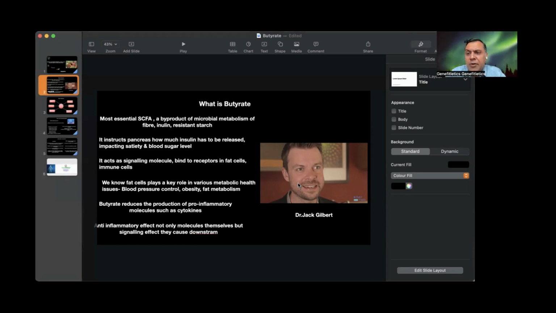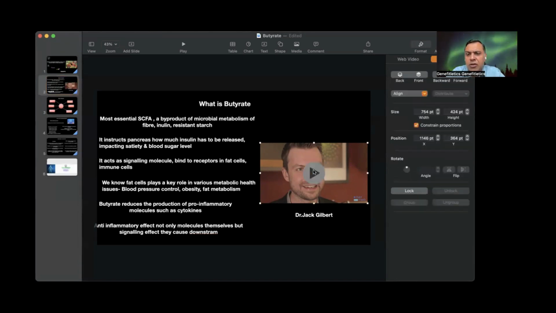So butyrate-producing bacteria actually influence how much insulin has to be released. It actually communicates with the pancreas and tells how much insulin has to be released. So indirectly, it impacts the insulin secretion or the regulation of insulin.